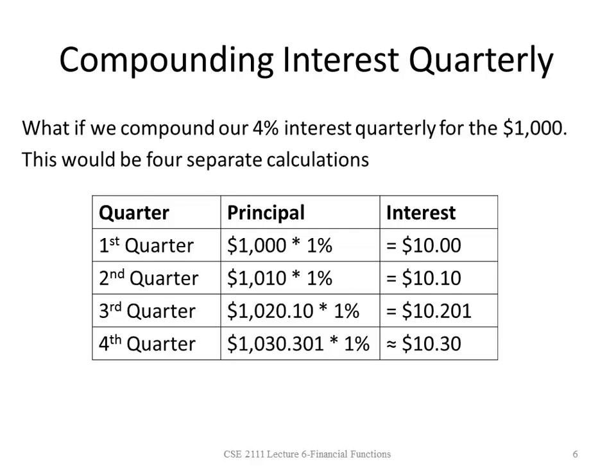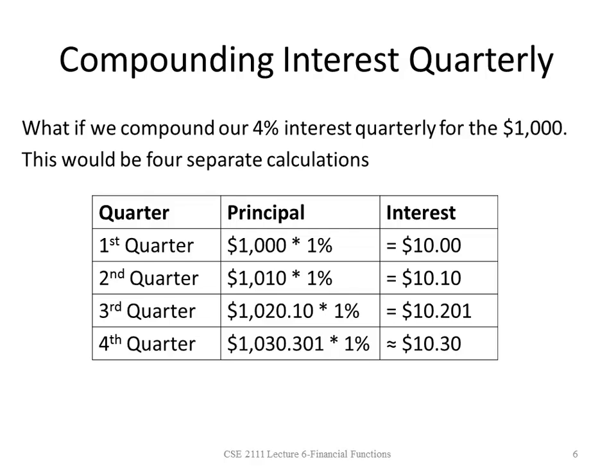So for example, let's say that we have that $1,000 we put into a savings account, but this time we're going to compound it quarterly. That means that we will divide that 4% interest, and we will use a 1% interest rate for 4 quarters, which will give us a total of 4% for the year. So the first quarter we have the $1,000, and again, if it is compounded quarterly, there are 4 quarters in a year. That's why I'm dividing by 4.